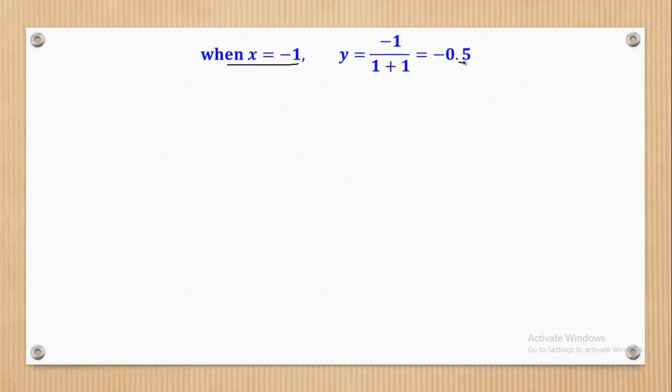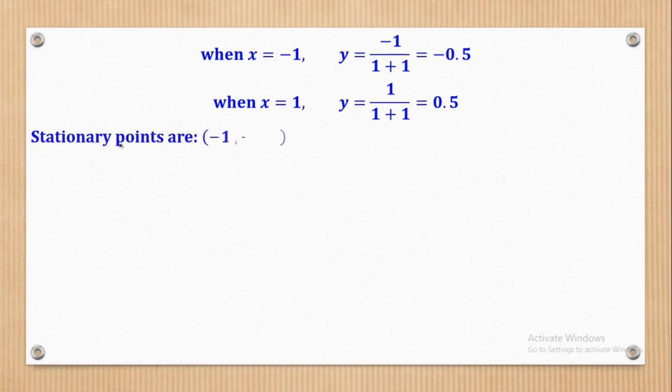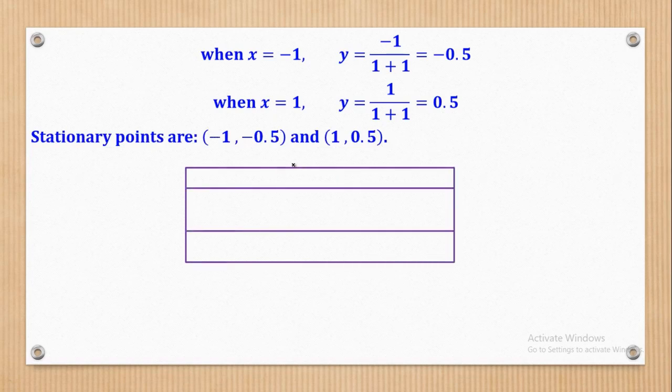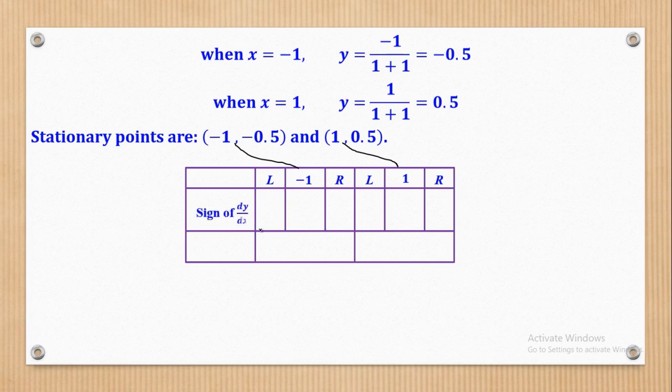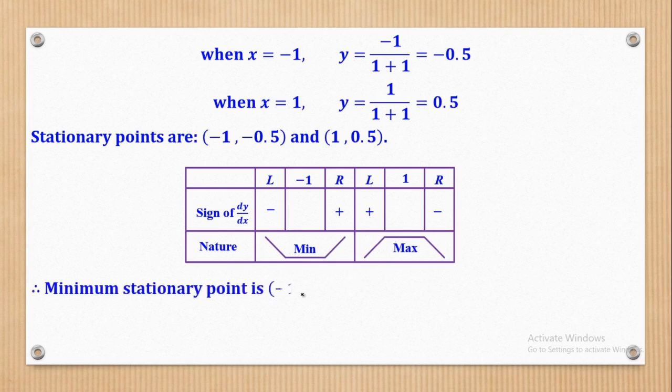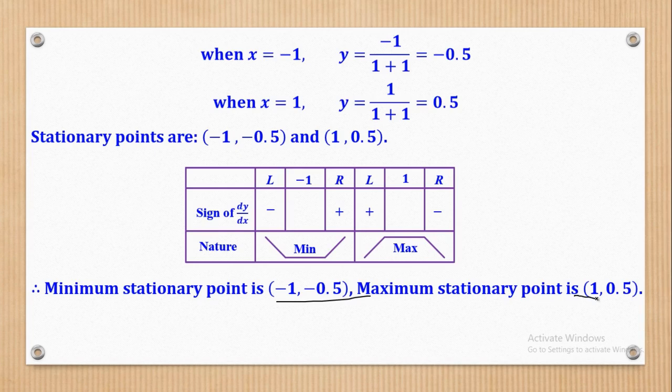So when x is negative 1, y is negative 0.5, and when x is 1, y is 0.5. Therefore, the stationary points are these ones, but you also need to get the nature. So let's use the method of sign change. One point will be here, another point will be here. And when it comes to sign change, this will be negative, positive, positive, negative. Therefore, for the nature, we shall get this as the minimum, and this will be the maximum. Therefore, the minimum stationary point is this, and the maximum stationary point is that.